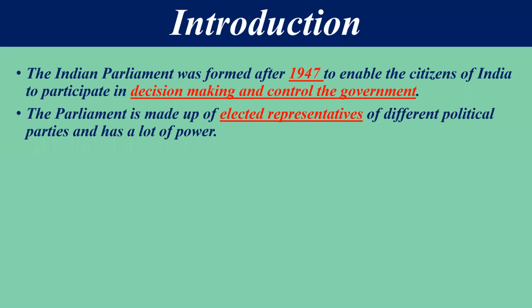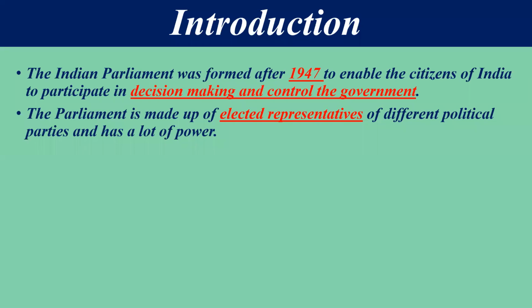Now the Parliament is made up of elected representatives. These elected representatives are elected by the people of the country, and they belong to different political parties. They exercise power on behalf of the people, because they were elected by the people. That's why the final decision making power is in the hands of these representatives.